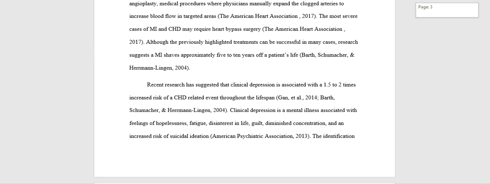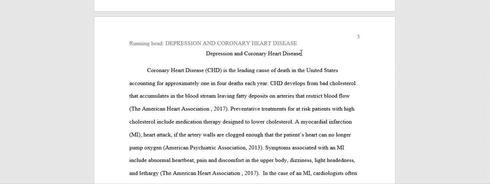So I'm going to go ahead and go down to the introduction. So I typed in the title at the top, so it says Depression and Coronary Heart Disease. And so this is the introduction. And so in the introduction, you're going to basically explain why the topic is important. And so I go in and I say, coronary heart disease is the leading cause of death in the United States, accounting for approximately 1 in 4 deaths each year. So that explains why it's important. It's the leading cause of death in the United States. That's why this topic is important.